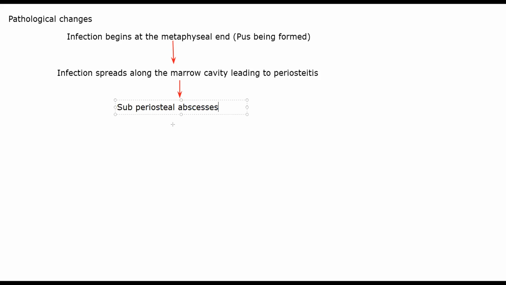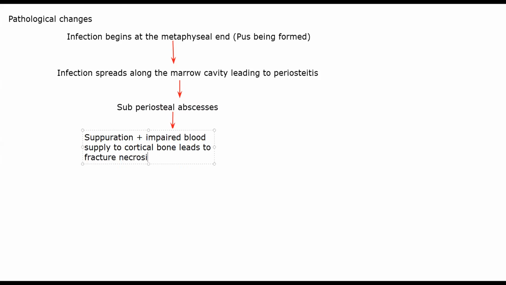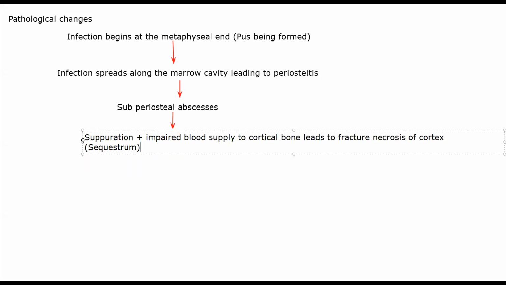Okay, so what is happening here? Suppuration plus impaired blood supply to cortical bone leads to cortex necrosis of the cortex. This is the bone cortex. Okay, this is called sequestrum. I'll show you an image of what sequestrum is and the next stage as well. You will have another stage after sequestrum.